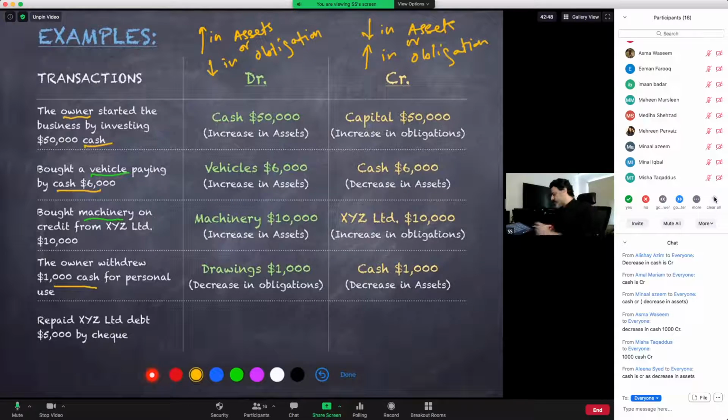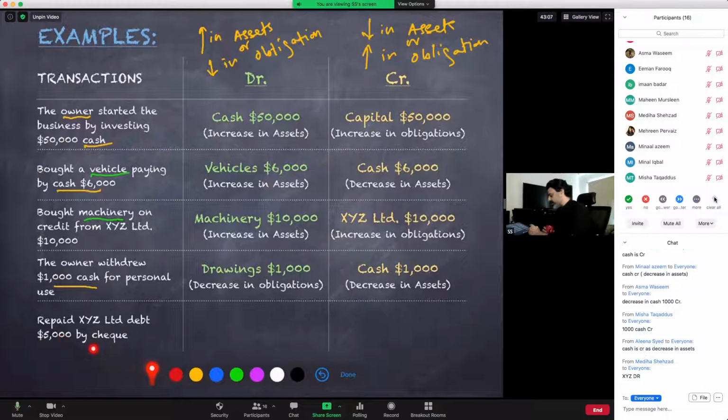We repaid XYZ Limited $5,000 by check. This transaction here is from earlier on, where we bought machinery from XYZ Limited for $10,000. Out of that $10,000, now we are repaying them $5,000. So now first just the debit part. Only the debit part. What do you think debit is?